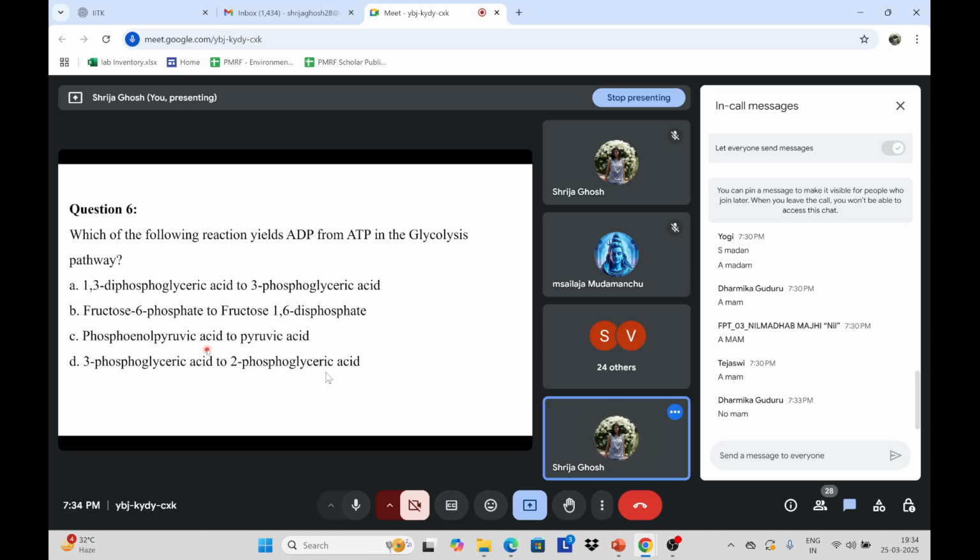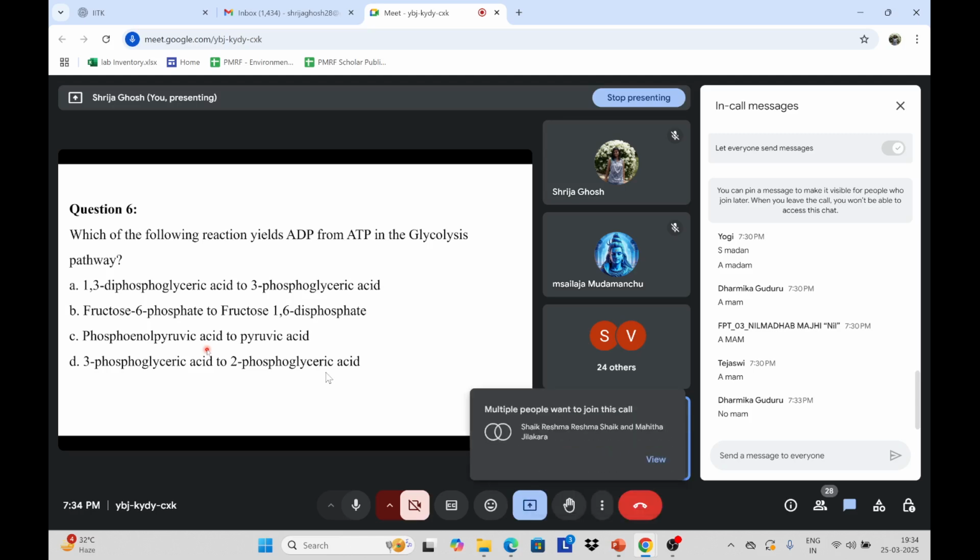The question is which of the following reactions yields ADP from ATP. That means ATP is getting dephosphorylated to form ADP, right? So that means ATP is giving the phosphate to something. So some substrate is getting phosphorylated. So read the options carefully. First option is 1,3-diphosphoglyceric acid to 3-phosphoglyceric acid. Second option is fructose 6-phosphate to fructose 1,6-diphosphate. Third option is phosphoenol pyruvic acid to pyruvic acid. Fourth option is 3-phosphoglyceric acid to 2-phosphoglyceric acid.